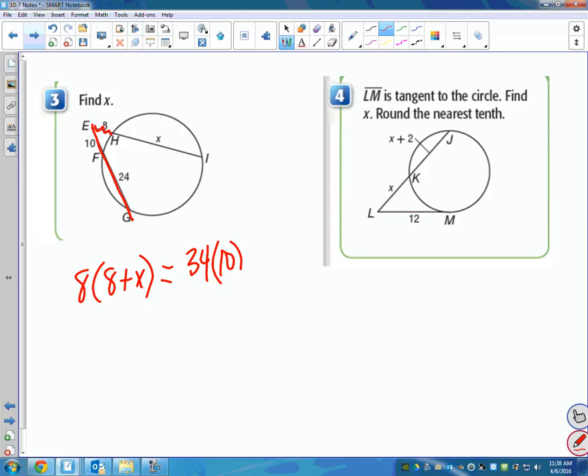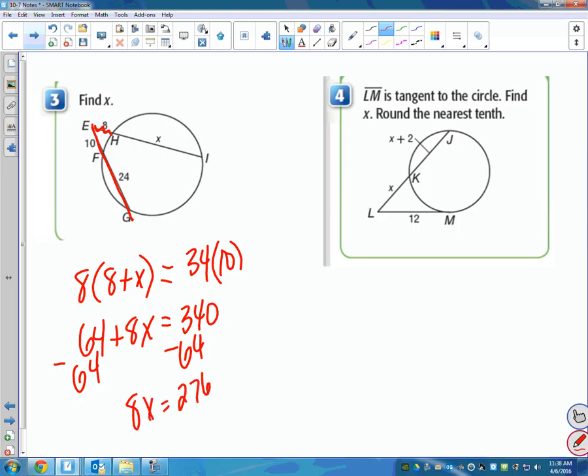But this isn't hard algebra either once you set the problem up. That would just be 64 plus 8x equals 340. So if I subtract 64, I get 276, which gives x equals 34.5.